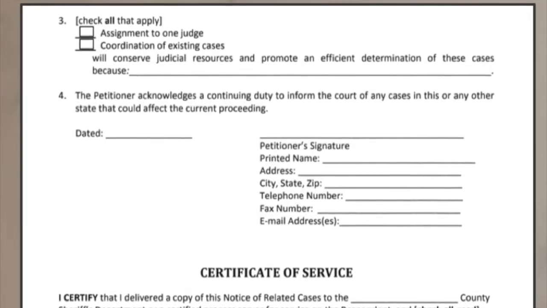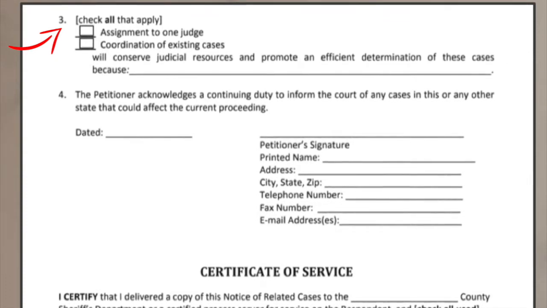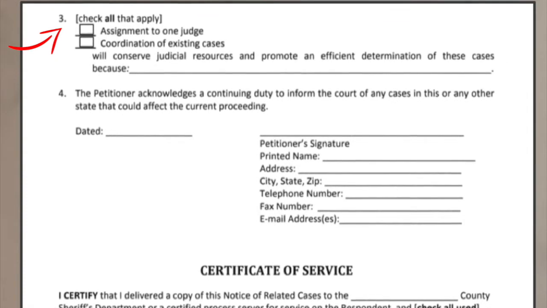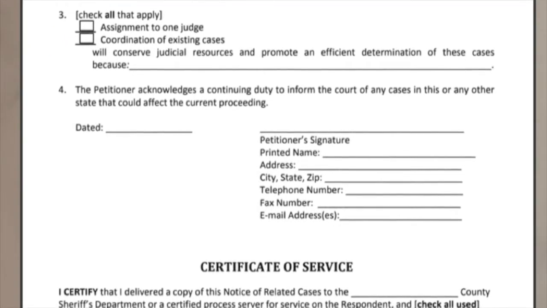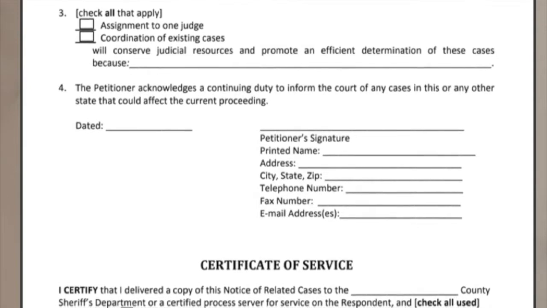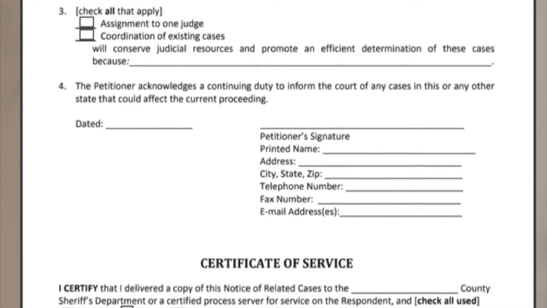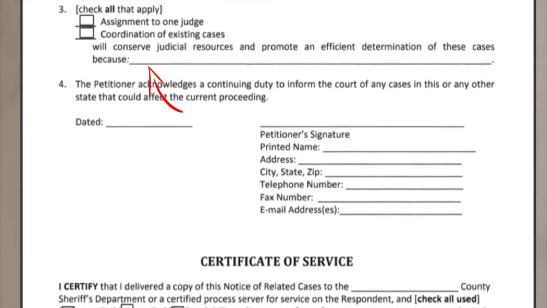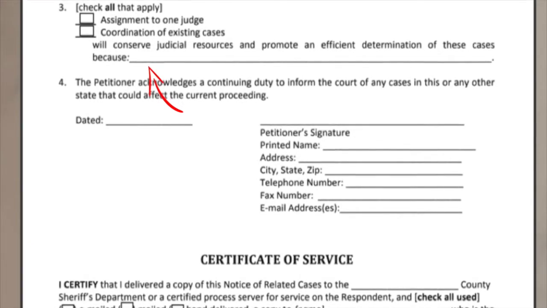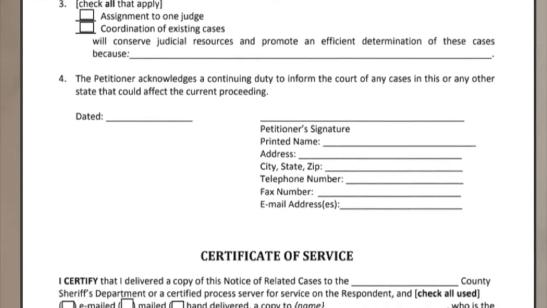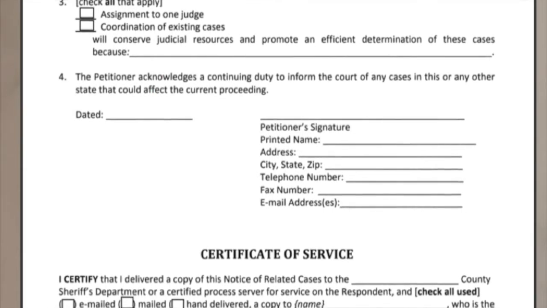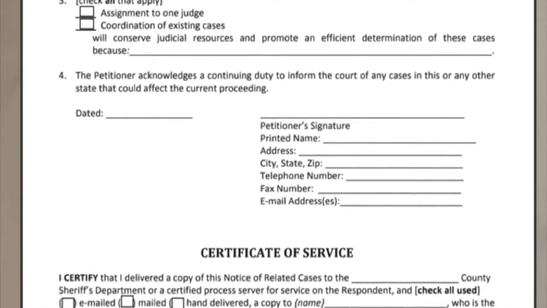So under Section 3, it'll ask if you want to assign it to one judge or coordinate the existing cases. And then you would also have to explain that it would conserve judicial resources and promote an efficient determination of these cases because, and you can explain it out. That part's not complicated. You can just go ahead and put something like, it allows multiple issues to be dealt with at one time. It allows for the cost and efficiency of the judicial process, just something that falls in line with that line right there.